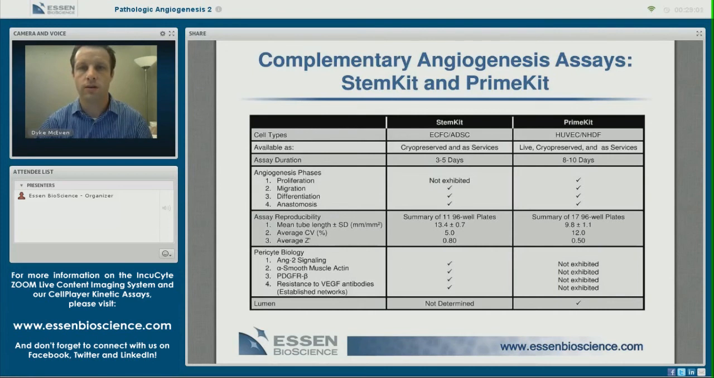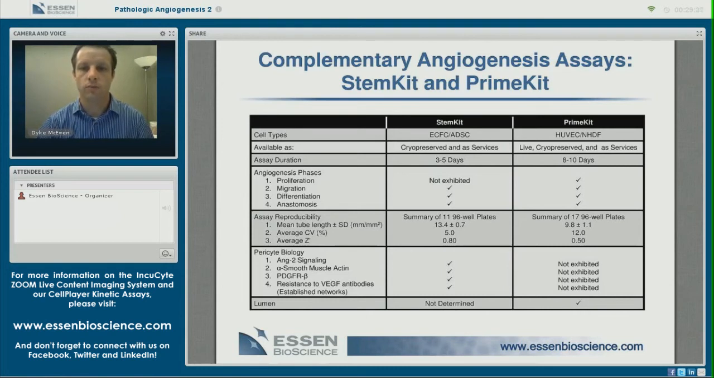The STEM kit's a little bit of a shorter assay, which is why it's not offered as a live kit. In studying tube formation, it only takes 3 to 5 days, whereas the prime kit is an 8 to 10 day assay. The prime kit does measure all phases of the angiogenic process, including proliferation, migration, and invasion, and differentiation and anastomosis, whereas the STEM kit mainly is studying the migration, differentiation, and anastomosis of the developing network.